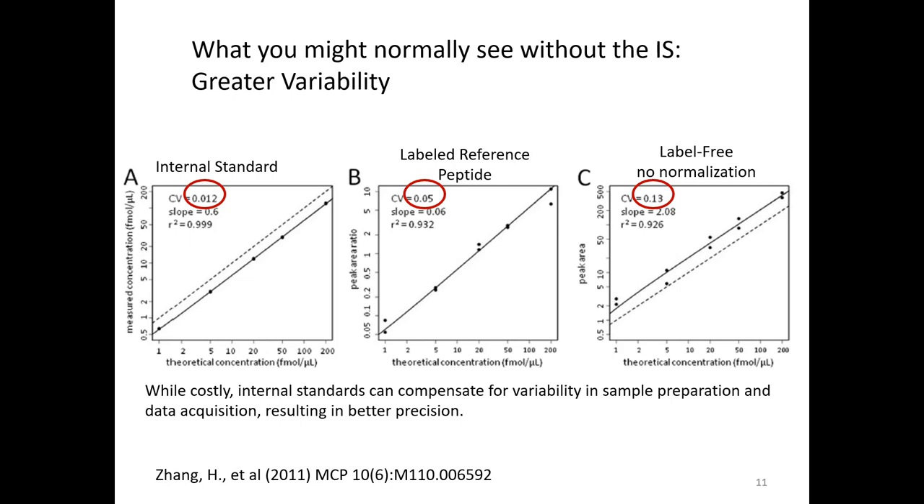And I showed these yesterday, where if you have an internal standard for a particular peptide, the coefficient of variation is very low. If you use a labeled reference peptide, it gets a little bit higher. And then if you do label free and just look at absolute peak area, the variability is not accounted for. And so this is as raw as you can get from the data that's generated.